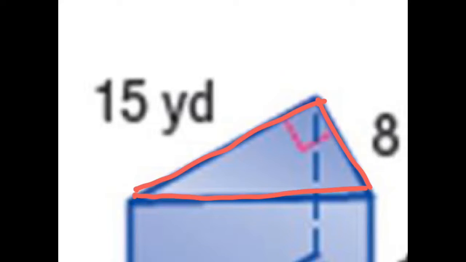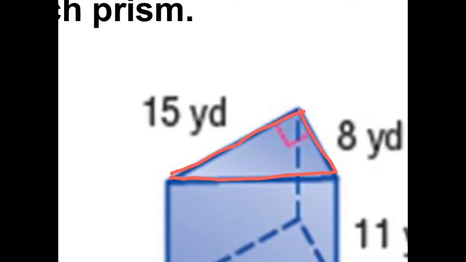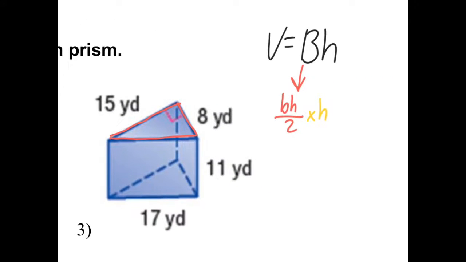Looking at just the triangle, the base and the height are always going to be connected by a 90-degree angle. So our base is going to be 15 and our height is going to be 8. So we're going to be doing 15 times 8 divided by 2. And we're going to do that whole thing times the height of 11. 15 times 8 is 120. So we have 120 divided by 2.